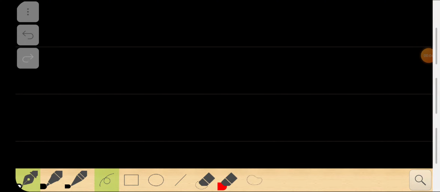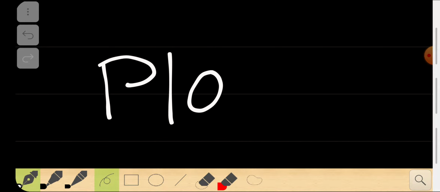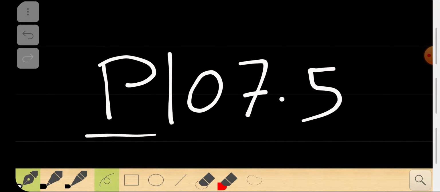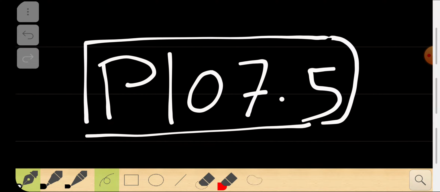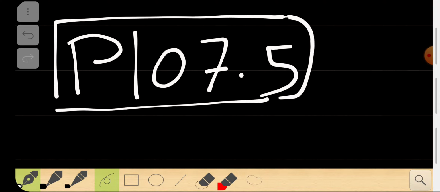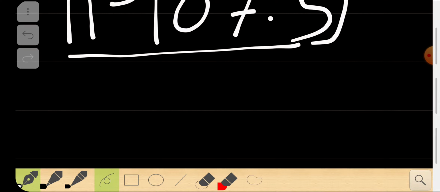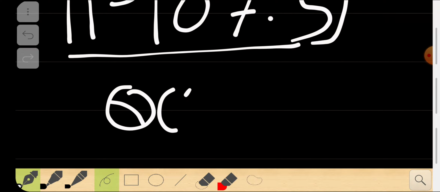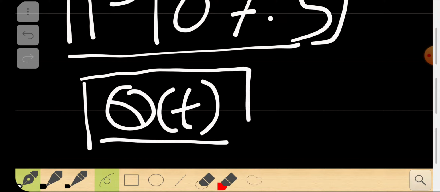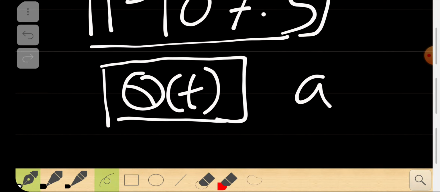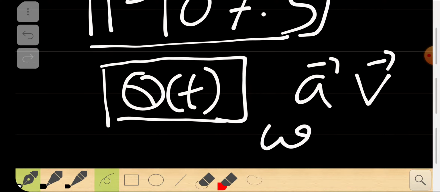This lecture is called P107.5. This is the last part of the circular motion lecture. We are going to look at non-circular motion in this lecture. So far we have discussed changing theta with respect to time, and we have found the acceleration, the velocity, and omega, which is angular velocity, and then there is alpha, which is angular acceleration.